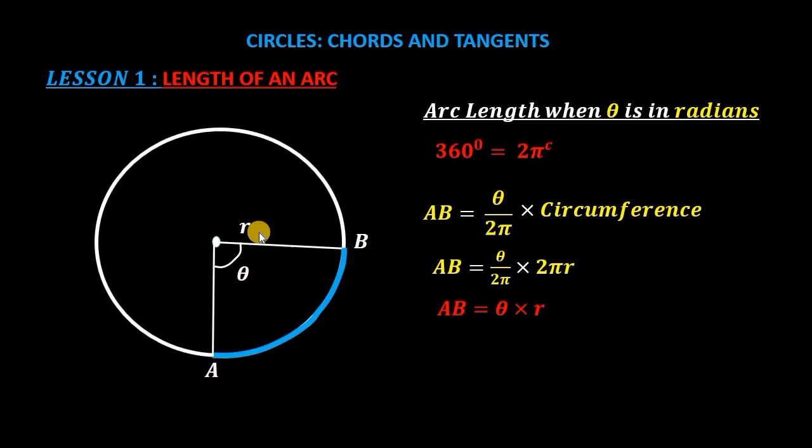Let's consider a case where the radius is given as 35 centimeters, and then the angle subtended at the center by the arc AB is 9 radians. Now, if we substitute this in the formula, we'll have the arc length AB given as 9 times 35, and that is 315 centimeters. So that is the length of the arc when you are given the angle in radian. That is the angle subtended at the center in radians.